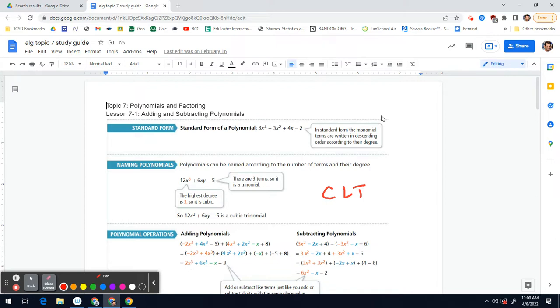So if we look at these polynomials, you have a negative 2x to the third and a positive 4x to the third. Those will combine because they are like terms. So you have to be able to combine like terms.